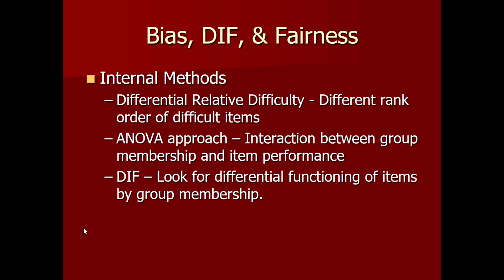Okay, in this video, we're going to start talking about some of the more internal methods of detecting bias, or DIF, more accurately put. And the internal methods, like we mentioned previously, are methods that don't reference any external variables. So there's no criterion variable of performance or anything else to worry about. And as I mentioned before, one of the advantages of this approach is that you don't have to worry about your criterion variable being highly reliable, free from bias itself, et cetera.